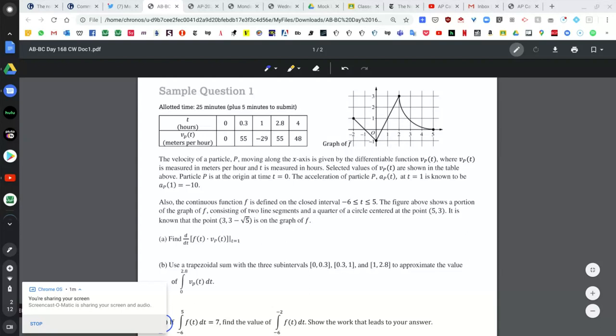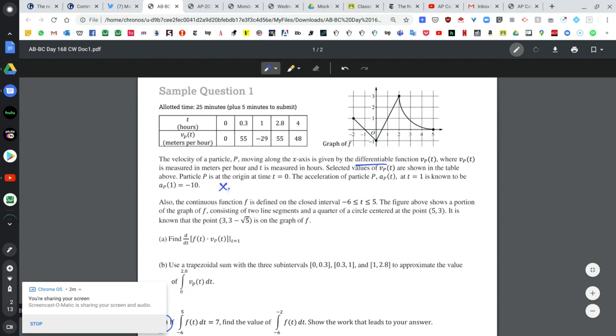So the table gives me a velocity of a particle measured in meters per hour. The graph gives you that of f of x. Okay, it's not f dash, but f of x. So the paragraph says the velocity of a particle p moves along the x-axis. It's differentiable. Measured in meters per hour. Time is measured in hours. Shown in the table. The particle p is at the origin at time equal to 0.